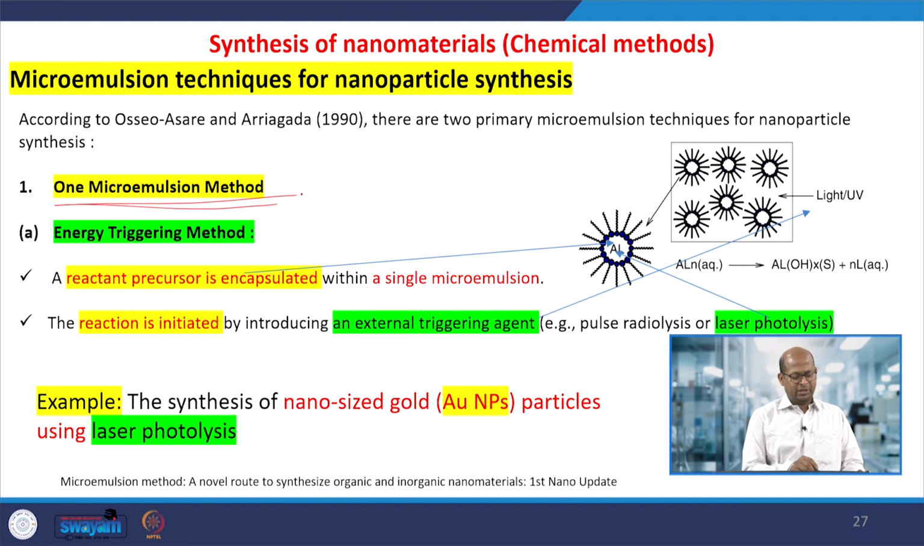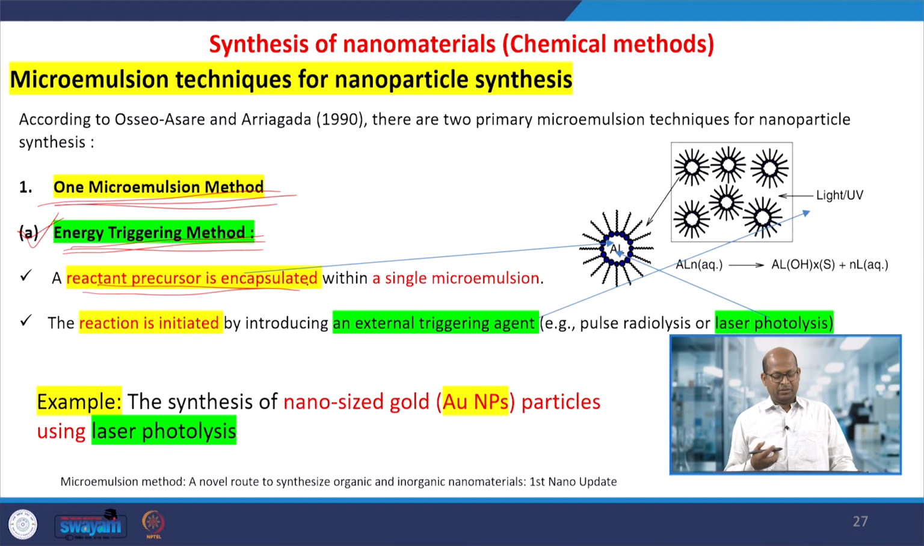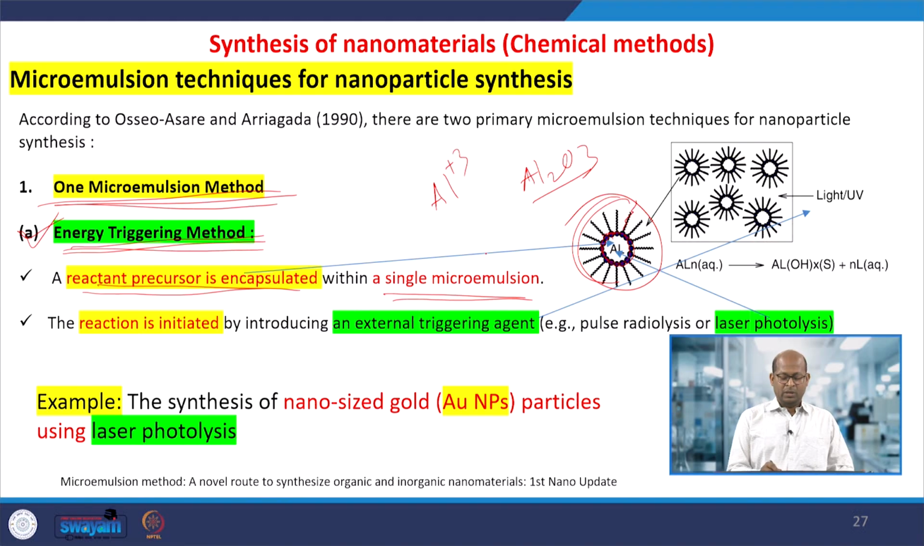One is the one microemulsion method. In that case, the first one is the energy triggering method. In this case, the reactant precursor is encapsulated within a single microemulsion, or micelle formation. Here, inside there is water, and this is the surfactant. Inside, let us say, there are metals, maybe alumina oxide if you want to prepare it. The alumina precursor is present in that solution in the form of small microemulsion droplets. Then, if you use some laser or energy from outside, the metal is present as an ionic form inside that emulsion.